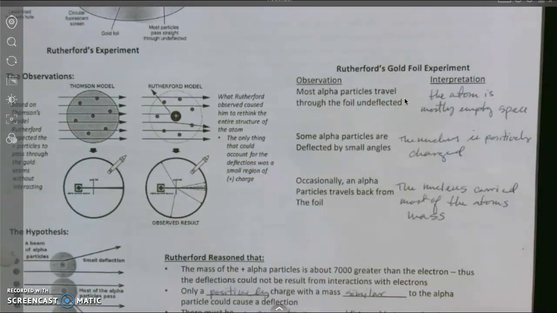And from that, he interpreted that there must be a nucleus in the center that contains most of the mass of the atom, because it would have to be there in order to cause that kind of deflection of an alpha particle.